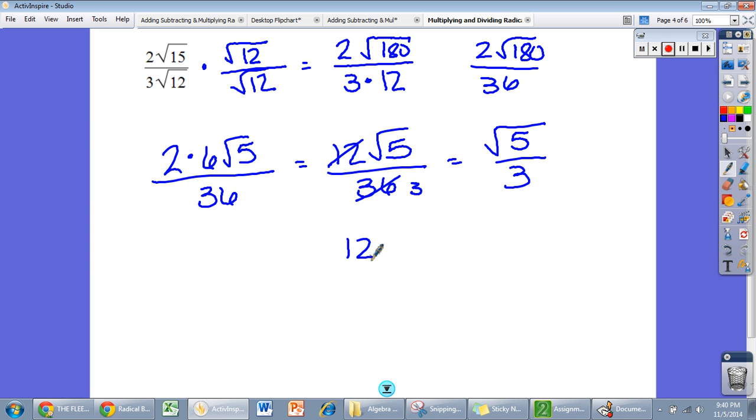If you want, you can put 12 divided by 36 in your calculator, and it will simplify it for you. It will tell you 1/3, but don't forget that radical 5 was part of my numerator, so please don't leave it out. There you go.